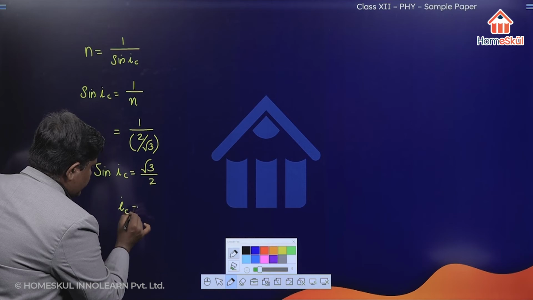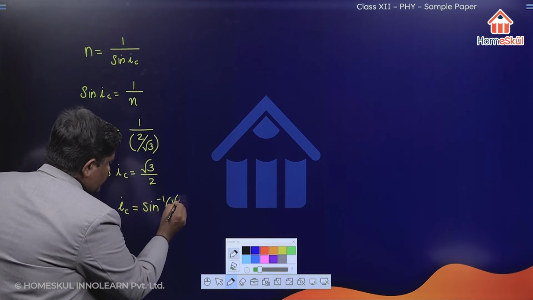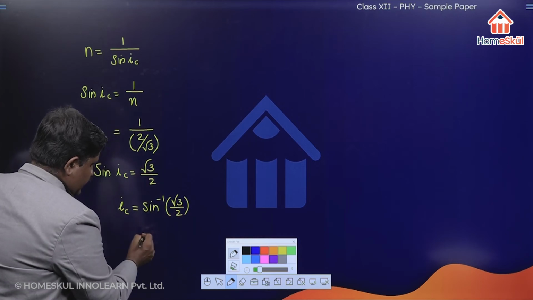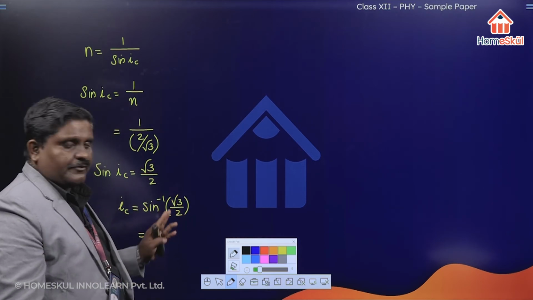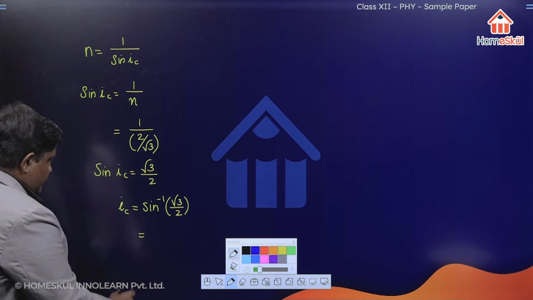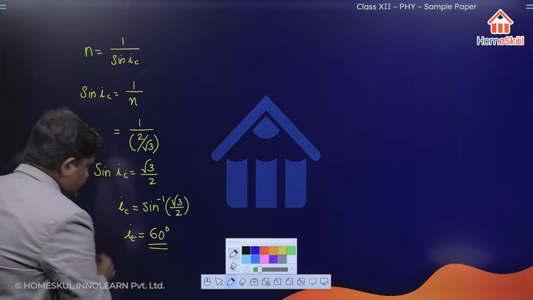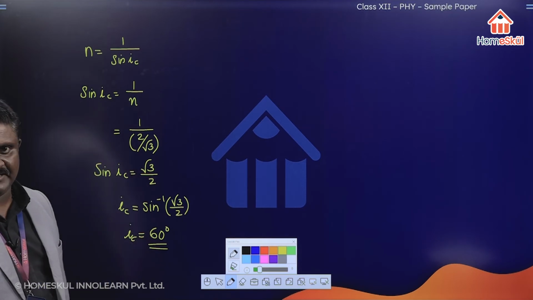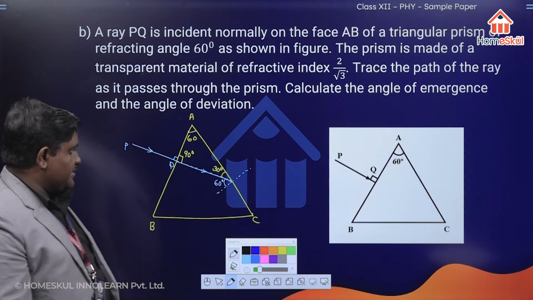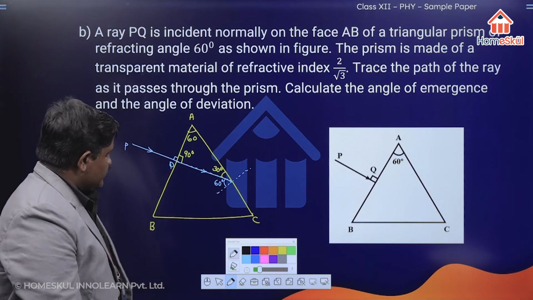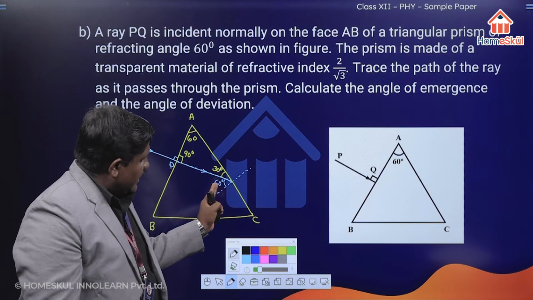Or IC is equal to sine inverse of root 3 by 2. What is the angle? That is sine 60 degree. So IC is equal to 60 degree. The critical angle of the prism, we get it as 60 degree. So see, this ray is incident at an angle of 60 degree.